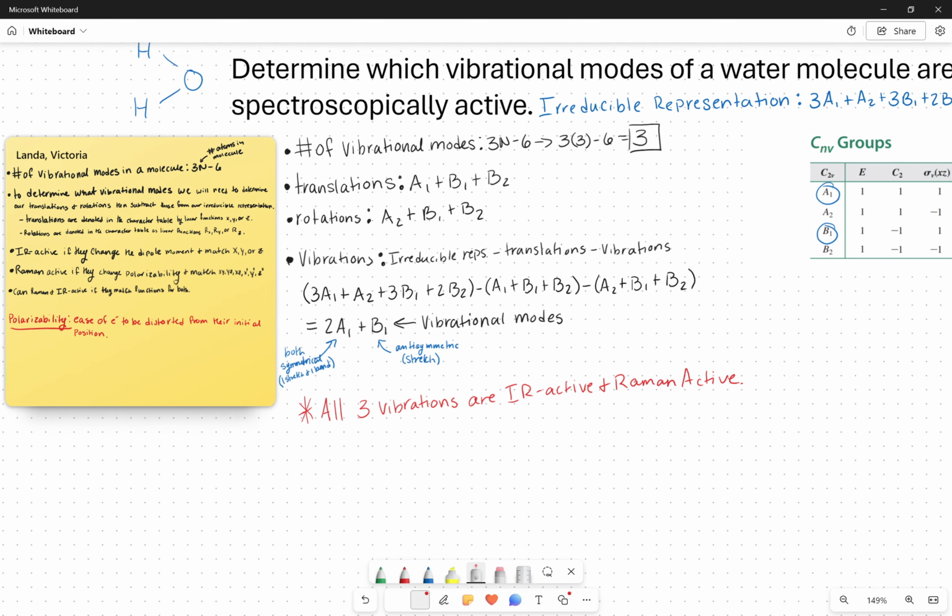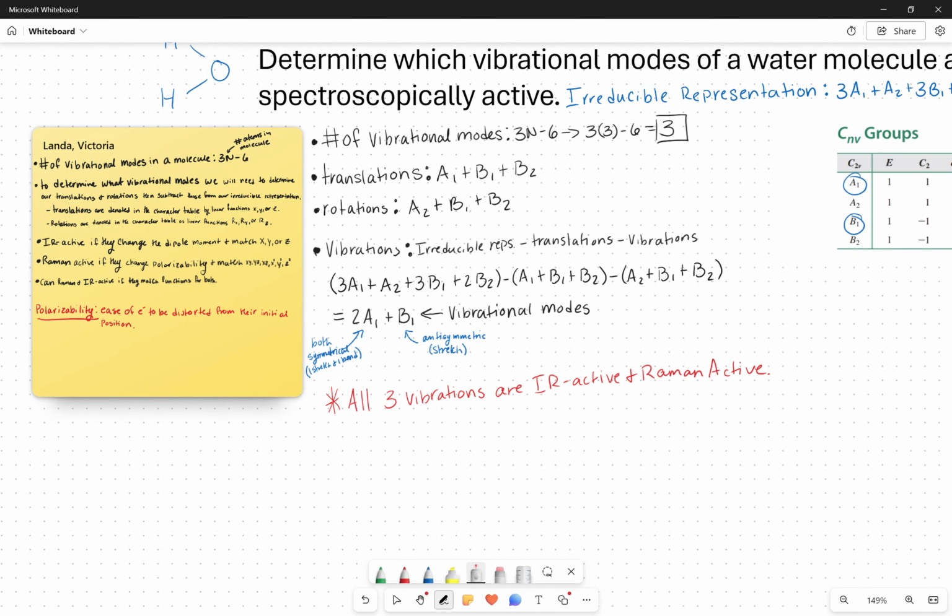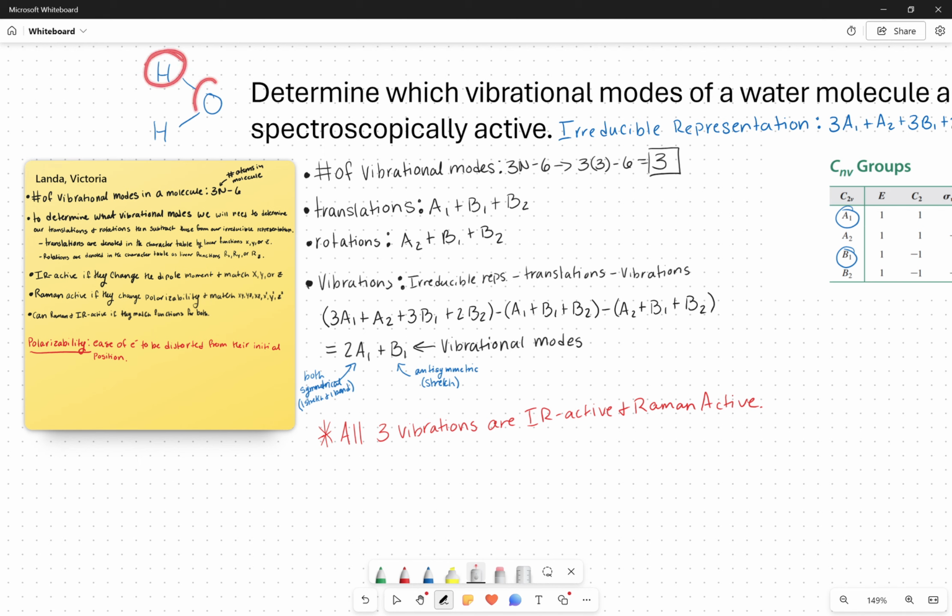So the first thing we want to do is determine the number of vibrational modes we should expect. And this can be done using the formula 3n minus 6, with n being the number of atoms in the molecule. Now, because we have an H2O molecule, we know there are 1, 2, 3 atoms, so 3 times 3 is 9, minus 6 equals 3 vibrational modes expected.